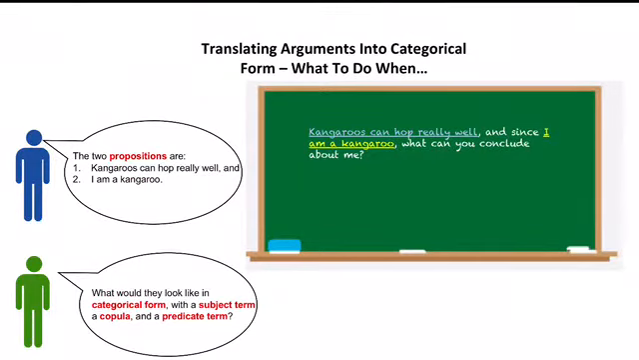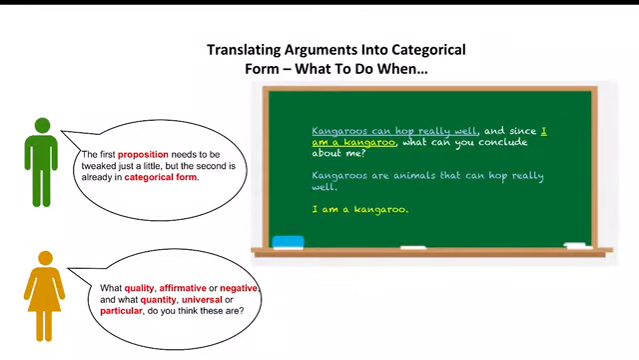So Logic Student in blue says the two propositions are, kangaroos can hop really well and I am a kangaroo. Right? Those are the two basic things that are being stated here. And the Logic Student in green says, what would they look like in categorical form with a subject term, a copula, and a predicate term? Remember, that's the next step after we have the basic propositions, to put them into categorical form.